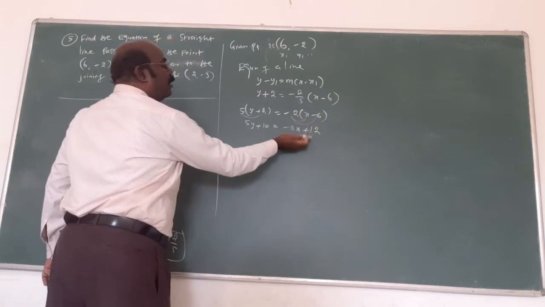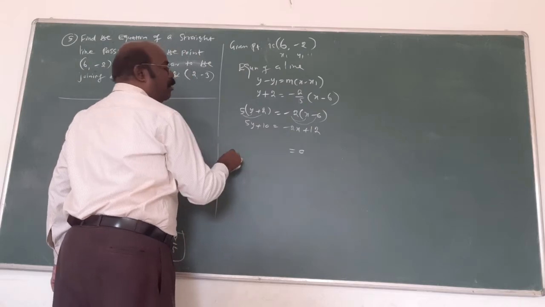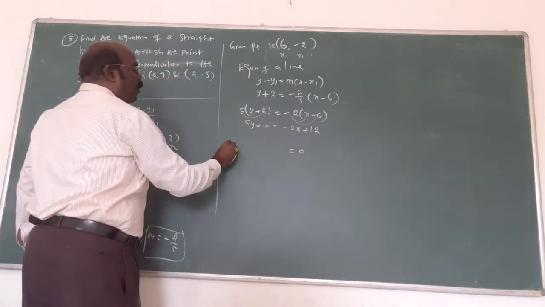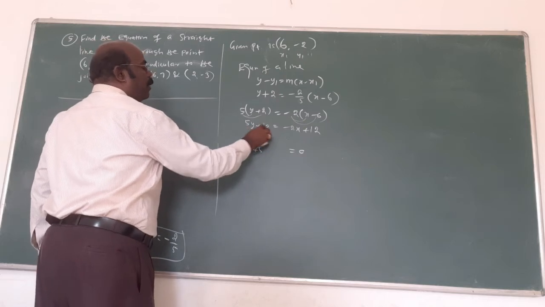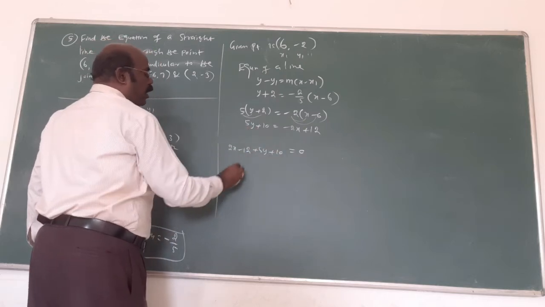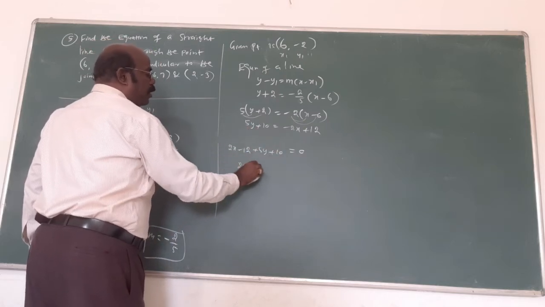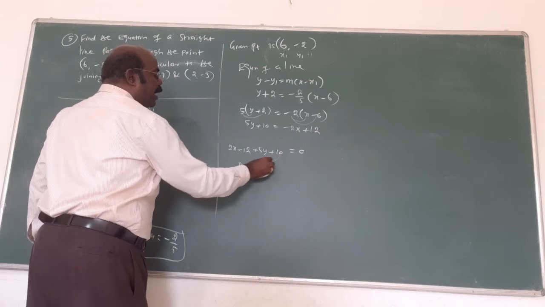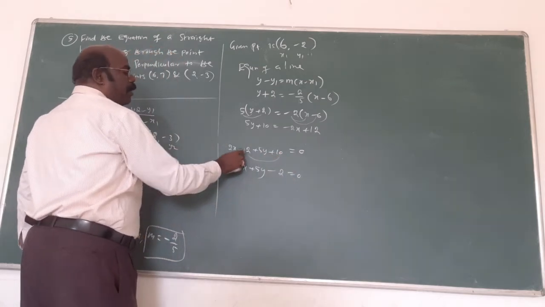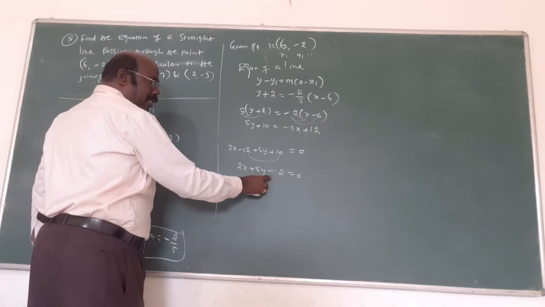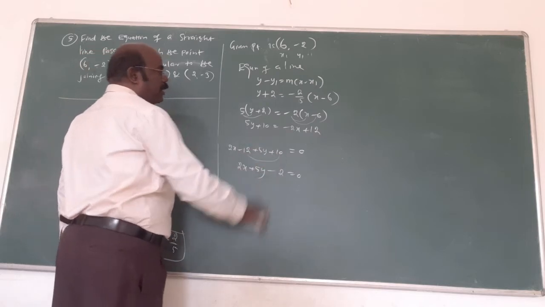Okay? This term comes with sign plus, 2x minus 12. The same thing, 5y remains. Now 2x plus 5y, 10 minus 12 is minus 2, equal to 0. One is positive and one is negative. The bigger number is 12, and the bigger number is negative. 12 minus 10 is the answer.